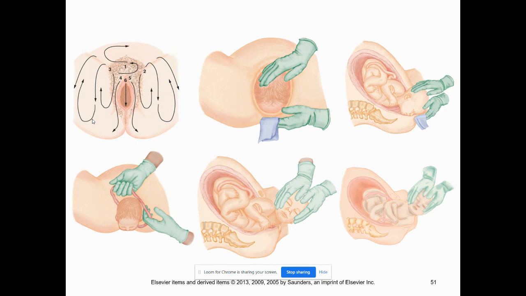Then in the middle bottom picture, there's gentle traction on the head toward the anterior part to allow the shoulders to pass under the symphysis pubis. And then finally, in the last picture on the lower right, the provider is lifting the head and allowing the passage of the posterior shoulder.